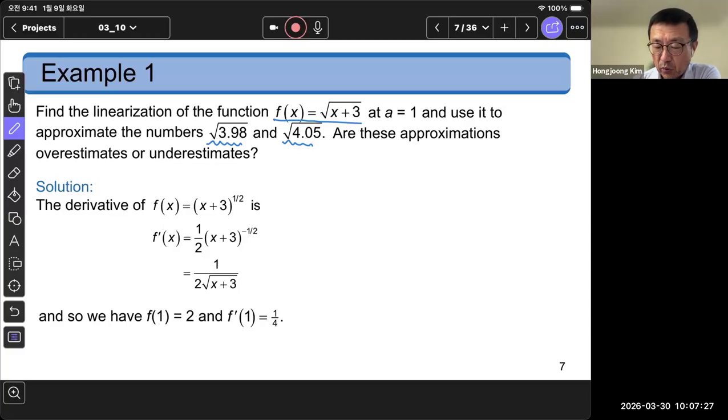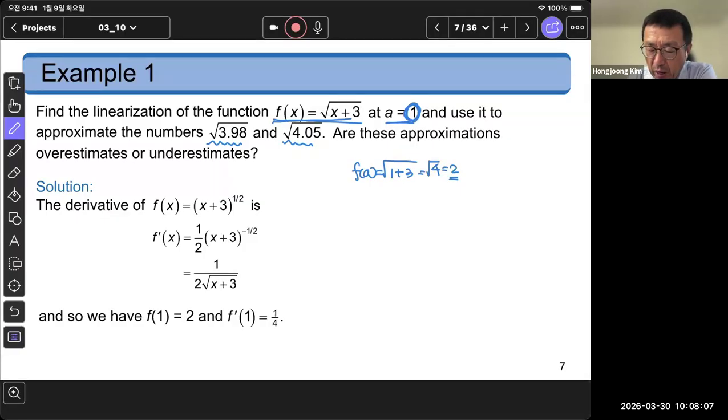So let us consider this problem. Suppose that f of x is given. Now for that problem, I want to use the linearization. But for the linearization, I want to consider the formula with 1 as the value of a. Because when a is 1, f of a is square root of 1 plus 3, which is square root of 4, which is 2. I can easily estimate the function value.